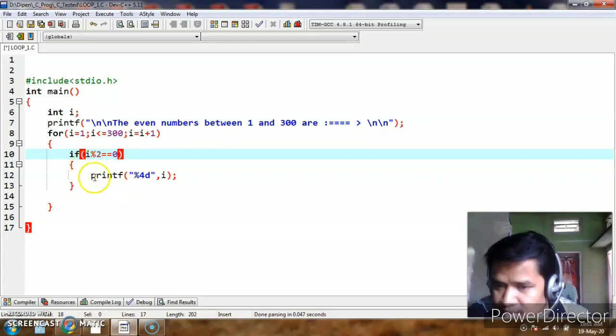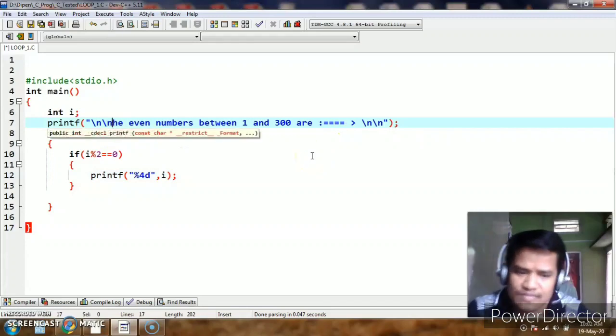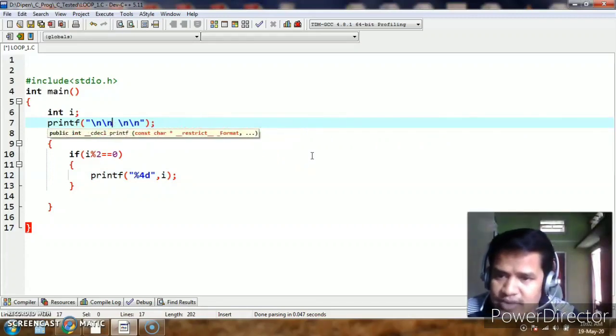So what will happen? The next value of i, that is 2, will come on the monitor with this statement as the headline: the even numbers between 1 and 300 are this. It should not be this, let me modify it. Let me modify the entire line. What should I write here?